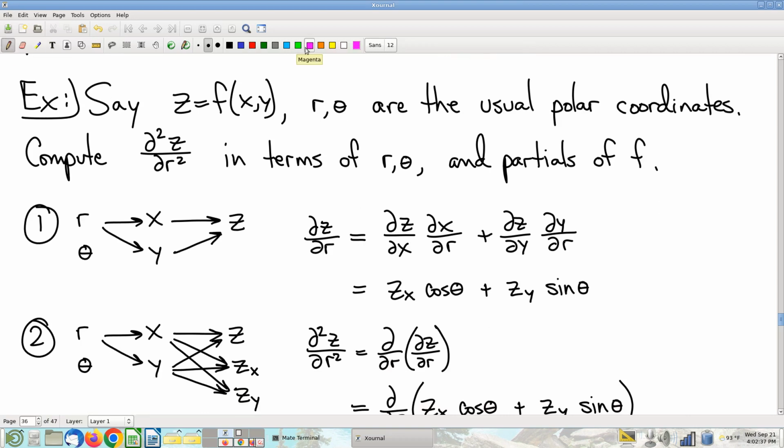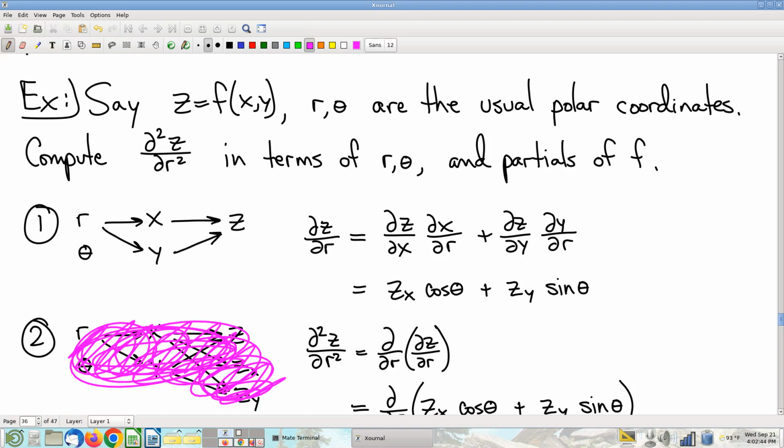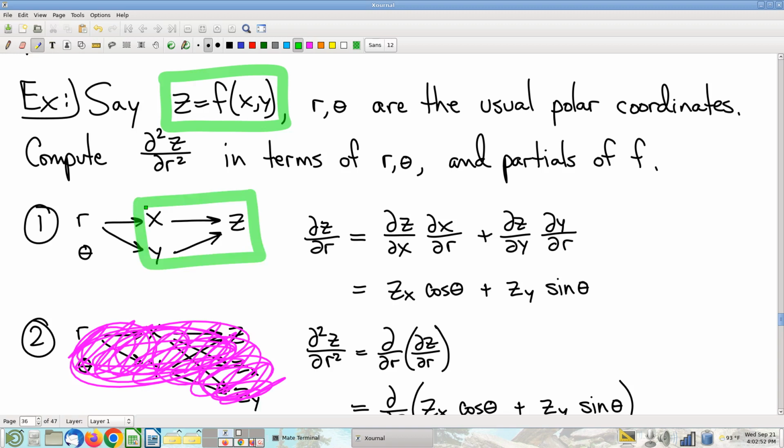I am, however, real quick, for dramatic purposes, going to scratch this out. We'll unscratch it in a minute, but for the moment, don't look at this. And let's just see what we've got. We've got Z as a function of X and Y, fine, represented on our diagram. R and theta are the usual polar coordinates. Polar coordinates means X and Y are the usual functions of R and theta. We add that to our diagram. And you see now we have a composition. Z is a function of intermediate variables X and Y, which are themselves functions of R and theta. Composition, right for chain rule.